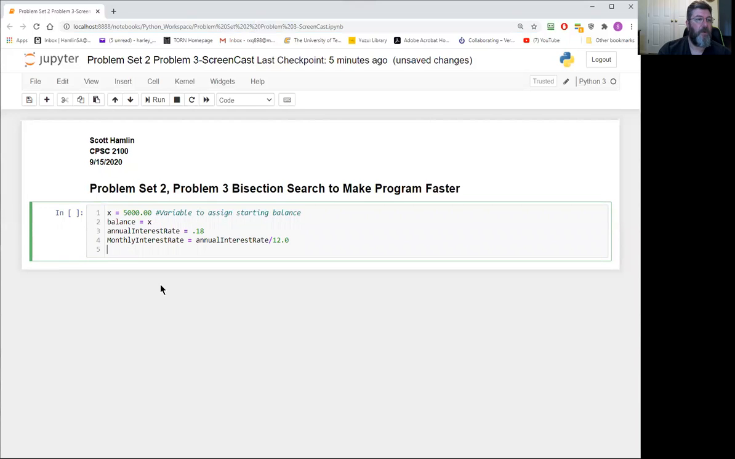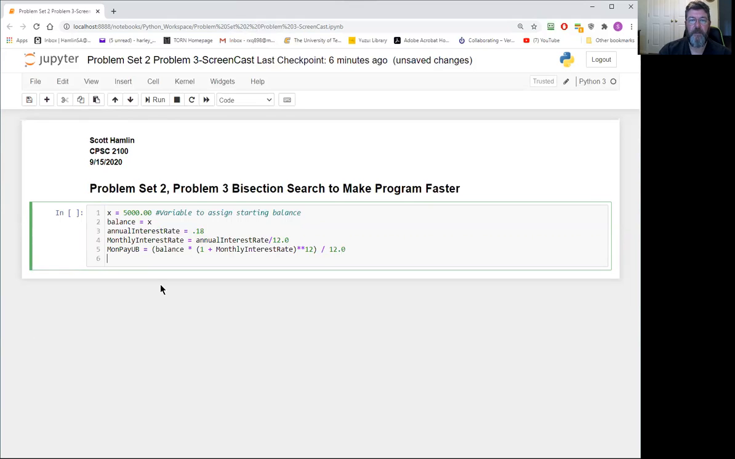Now we want to set upper and lower bounds since we're doing a bisection. So our monthly payment upper bound is going to equal balance times, and thanks for the formula, I couldn't really come up with this on my own. I have these interest formulas memorized: monthly interest rate plus 1, raised to the power of 12, and then divided by 12.0. And then our monthly payment lower bound is going to equal our balance divided by 12.0.